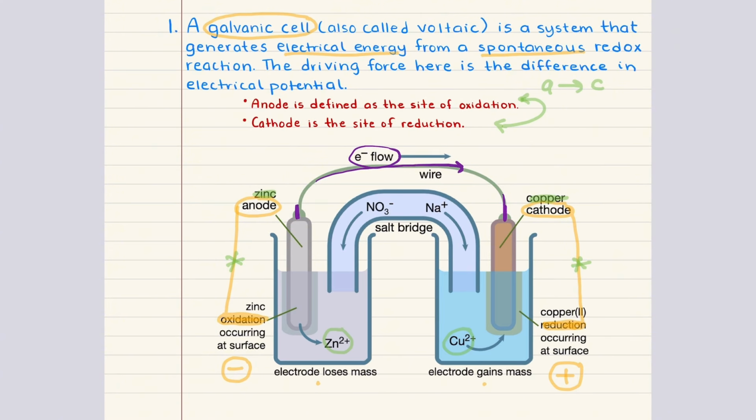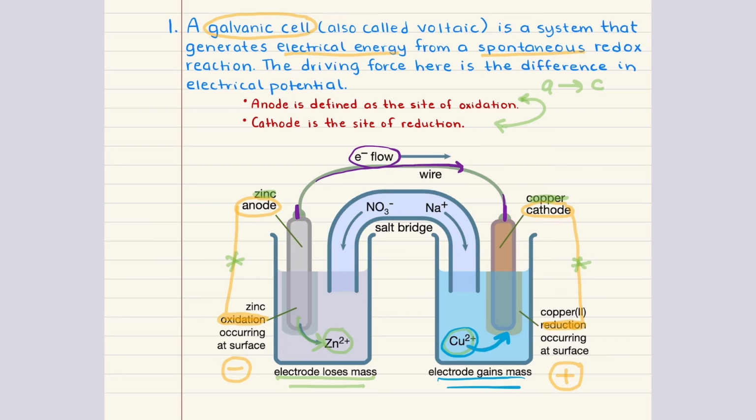At the zinc electrode, solid zinc atoms are oxidized to zinc 2+ ions, and these ions enter the solution. Because oxidation removes metal atoms from the solid surface, the zinc electrode gradually loses mass. On the copper side, copper 2+ ions in solution gain electrons and they're reduced to solid copper, which deposits onto the electrode and increases its mass over time.